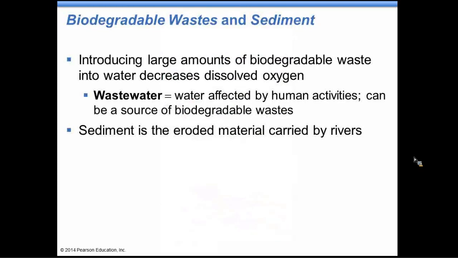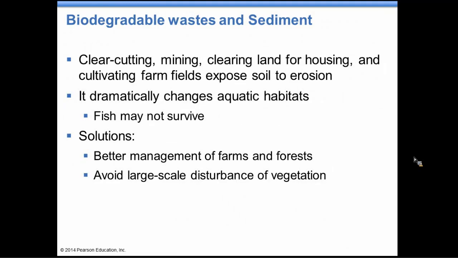Another water pollution we're still talking about is biodegradable waste. Wastewater is water that has been affected by human activities, and it can be a source of biodegradable waste. And then sediment is the eroded material carried by rivers. We've talked about that. Clear cutting, mining, and clearing land for housing exposes soil to erosion and dramatically changes aquatic habitats. Fish may not survive.